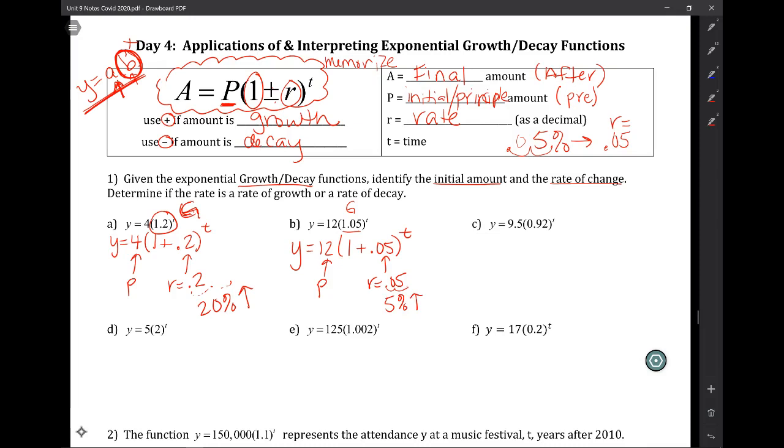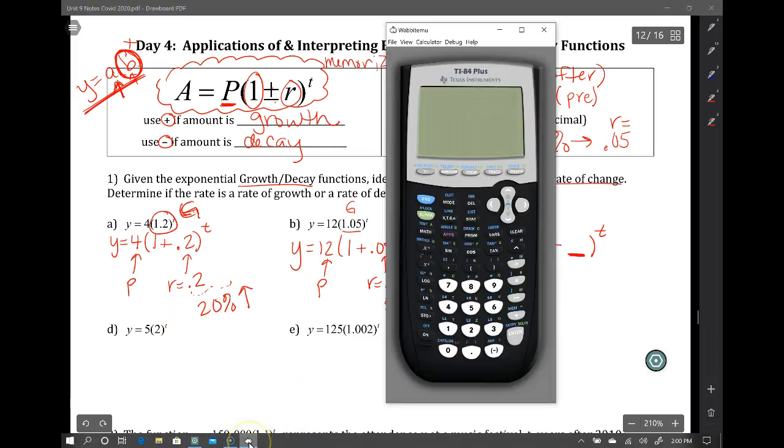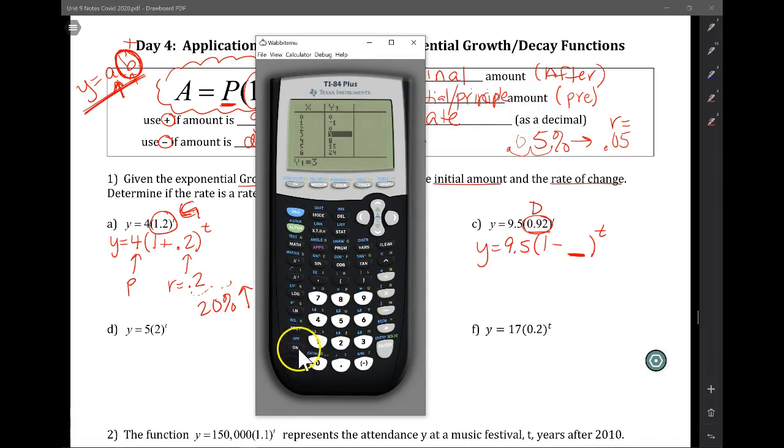So now let's make it a little bit trickier. Letter C. 0.92. That is less than 1, so we are talking about a decay function. So why do I consider this trickier? Well, if it's decay, the formula would be 1 minus what equals 0.92. So here's how I do that. Take out my calculator, and if you are trying to figure out 1 minus what equals 0.92, just do 1 minus 0.92. There you go, 0.08.